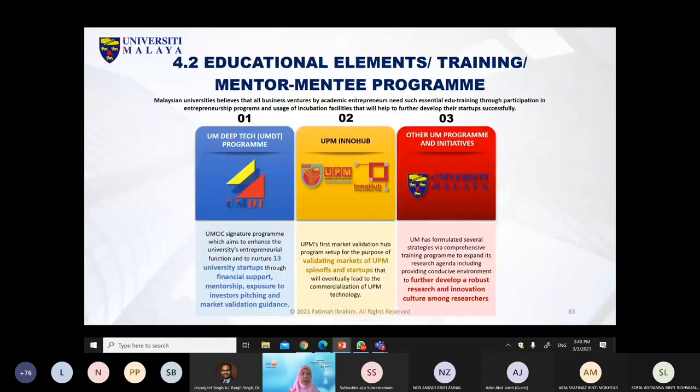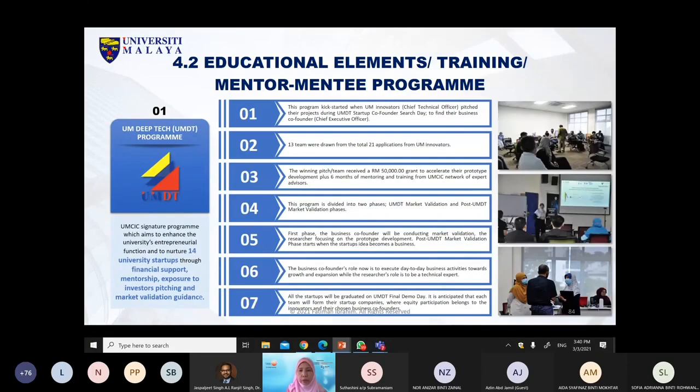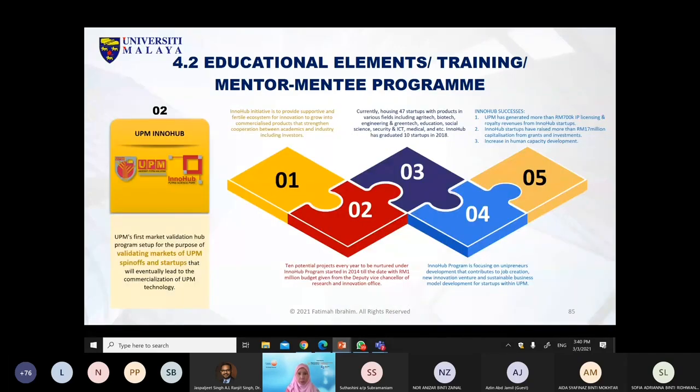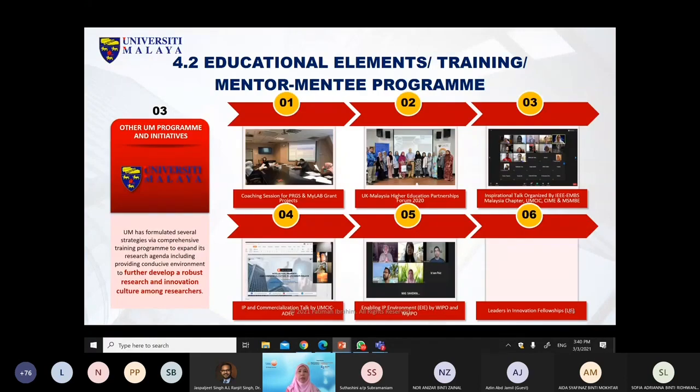So this is another tactic for technology transfer success: having an educational element, training, and a mentor-mentee program. As you know, University Malaya has the UMDT program, training for startups, and UPM and other universities also have their own programs. So I would encourage those who do not have the facilities to get help from UMDT and also InnoHub. This is the educational training by InnoHub. On top of that, it is very important for you to have a mentor-mentee program training in your own university.